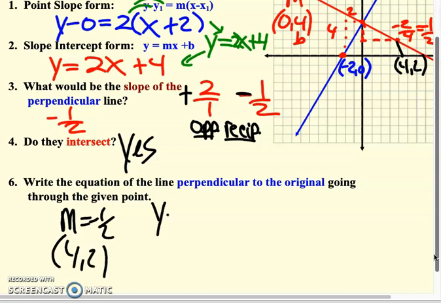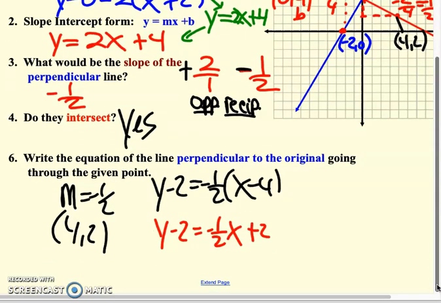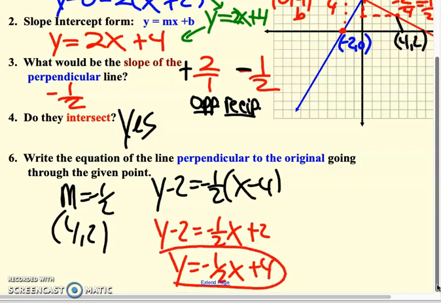So we're going to start by doing y minus y, negative 1/2 times x minus x. That would be point slope, so I'd be done if the direction said point slope, and I'm going to do a little bit of converting here. Negative 1/2 times negative 4 would be a positive 2. And the last thing to do would be get y by itself. So there's my perpendicular line in 2 different formats, right? Point slope and slope intercept.